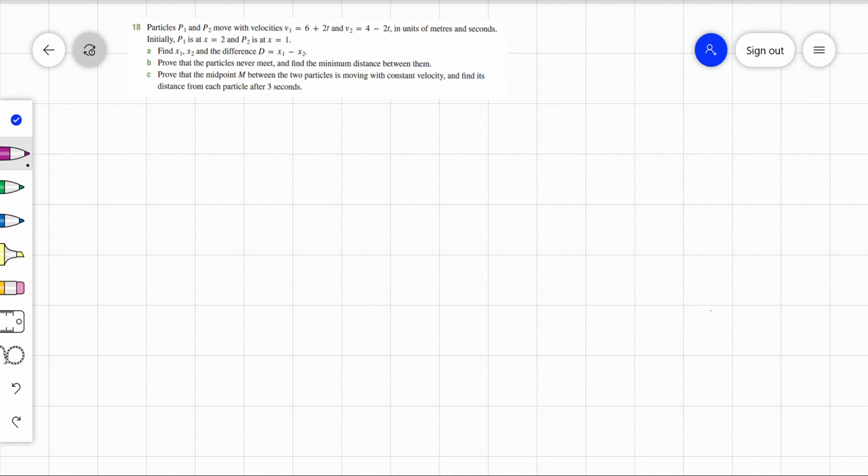Alright, so we've got these two particles and we're given their velocities, v1 being 6 plus 2t, in meters and seconds, and v2 being 4 minus 2t, so meters per second. If I want the displacement of this particle, I'm going to have to integrate. So if I integrate, this will be 2t squared on 2, and then plus c. This one will be 4t minus t squared plus c.